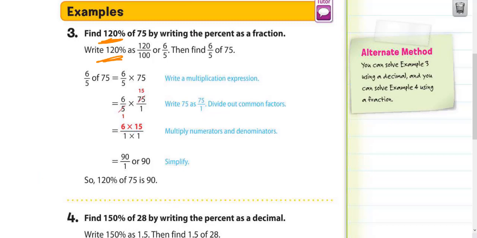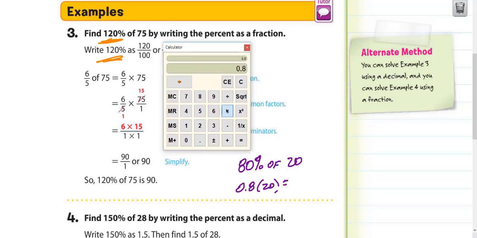So let me just illustrate that right here. If I have 80% of 20, I've got 0.8 times 20. And when I do 0.8 times 20, let me grab my calculator, just get in the habit of using the calculator. When I do 0.8 times 20, my answer is 16. Notice the 16 is less than the 20 because 80% is less than 100%.